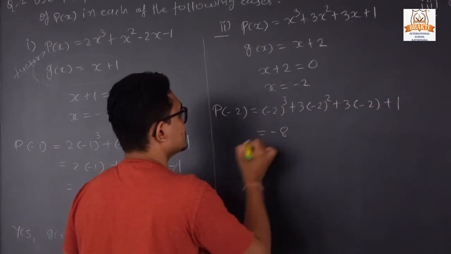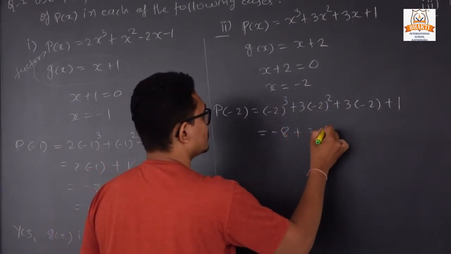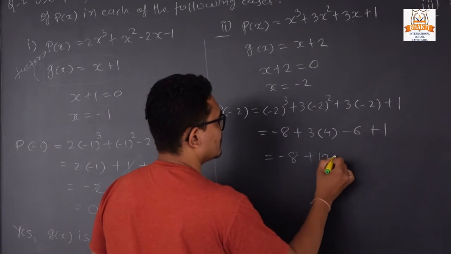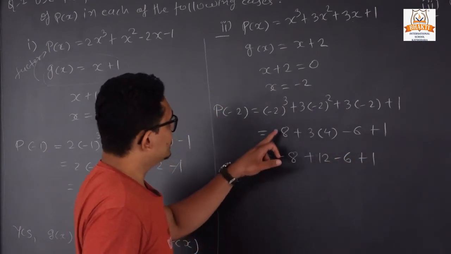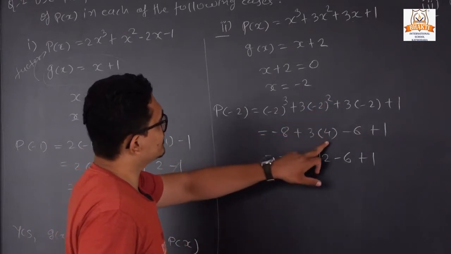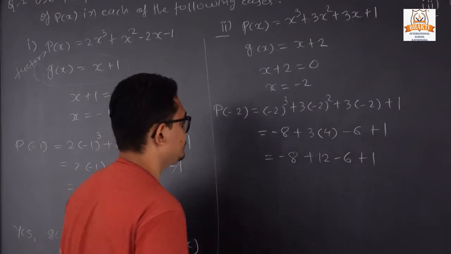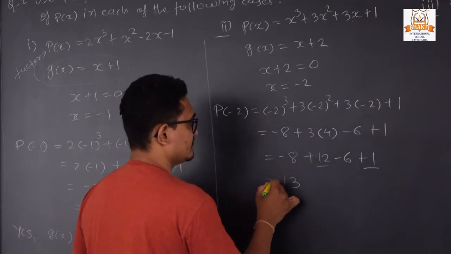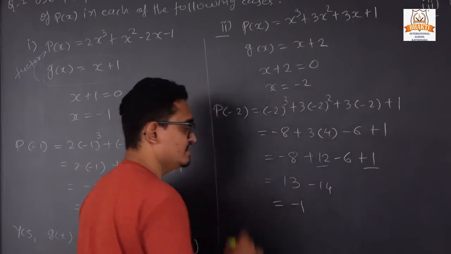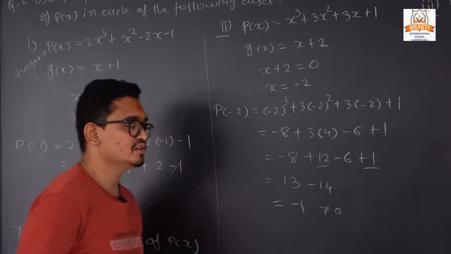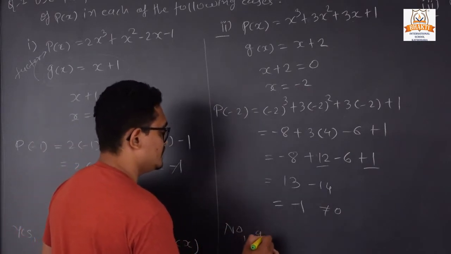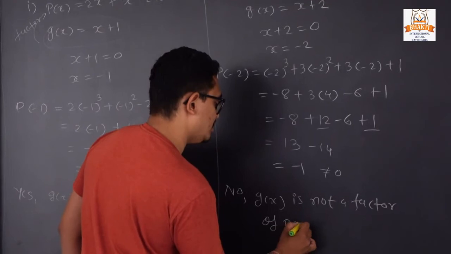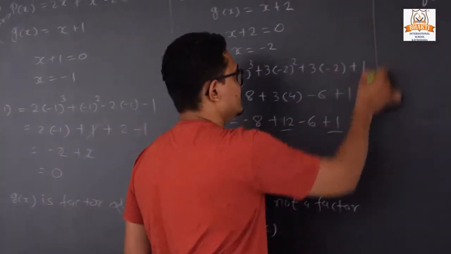So minus 2 cubed will be minus 8, minus 2 squared will be plus 4, 3 2s are minus 6, so 4 3s are 12. So now see that minus 2 cubed is minus 8, minus 2 squared is plus 4, and 3 2s are minus 6. So these both are plus terms, so 12 plus 1 will be 13, and 8 plus 6, so it is 14, so it is minus 14, so the answer is minus 1. So it is not equal to 0. So what can we say? No, g of x is not a factor of p of x.